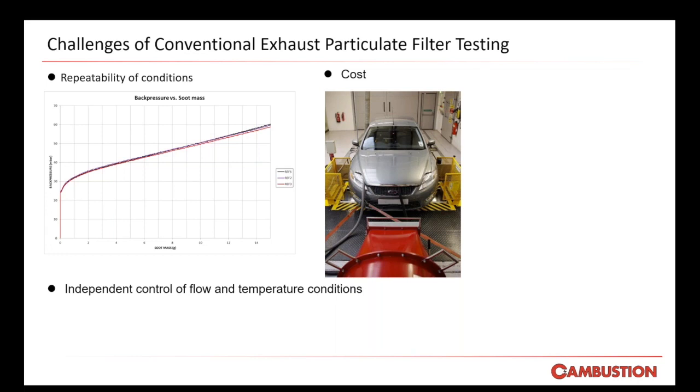And then for an engine, exhaust flow rate, temperature, and the soot rate are not independent. They're all linked to one another. So it's very difficult to discriminate between which has an effect on the filter. Fortunately, a DPG can separate all three, allowing a wider range of testing to be carried out, but there'll be more on this later.